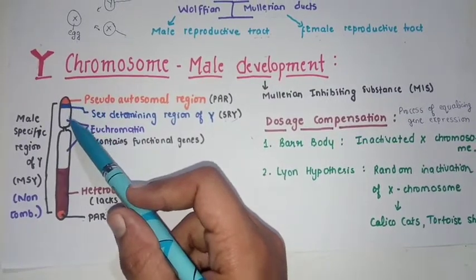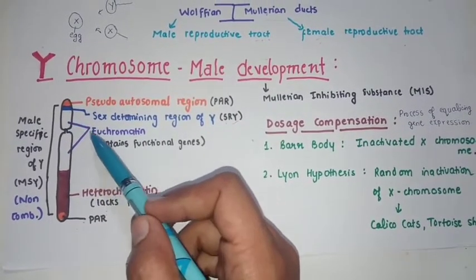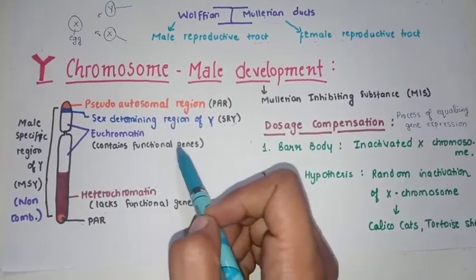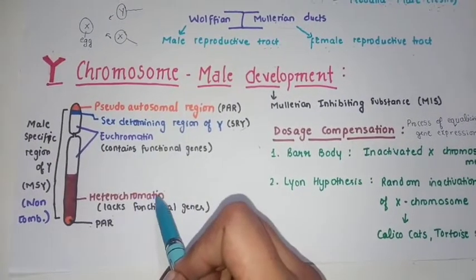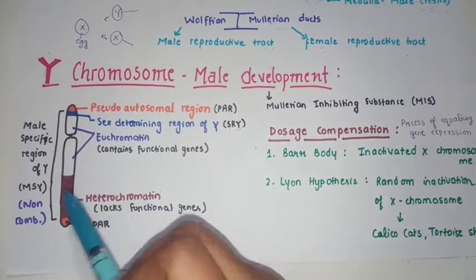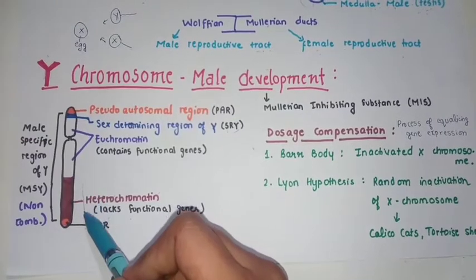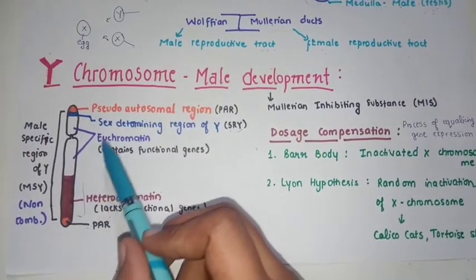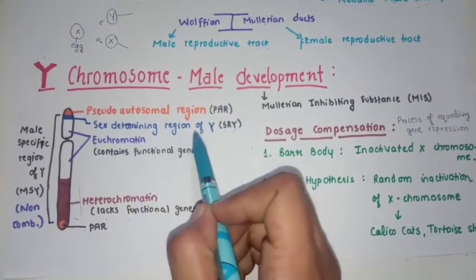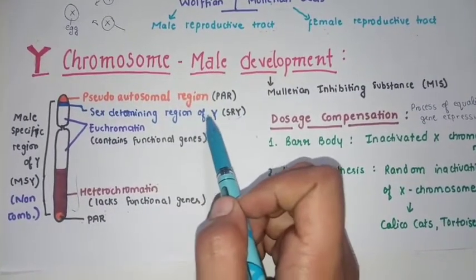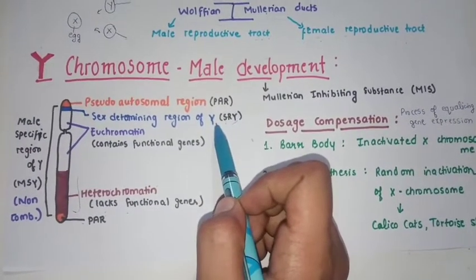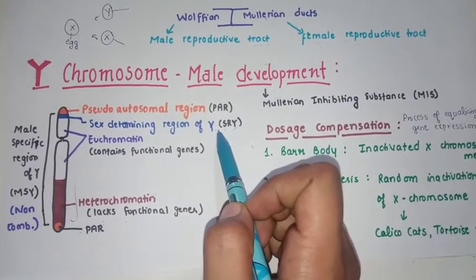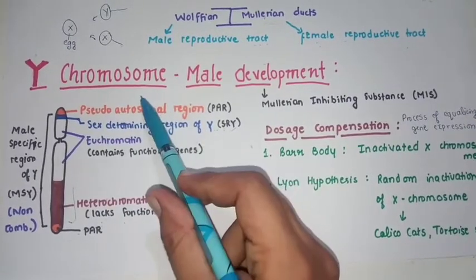It also has two regions, called euchromatin and heterochromatin. In euchromatin there are functional genes present, and in heterochromatin functional genes are absent. So this whole region represents heterochromatin. After that, we come back to the sex determining region of Y. If it is present, then the child will be male, and if it is absent, then it will be a female. It is only present on the Y chromosome.